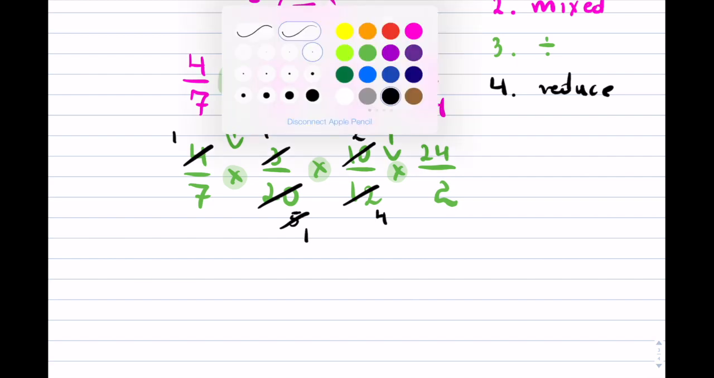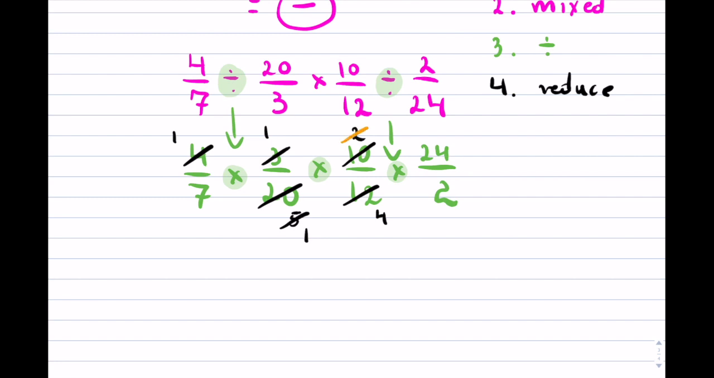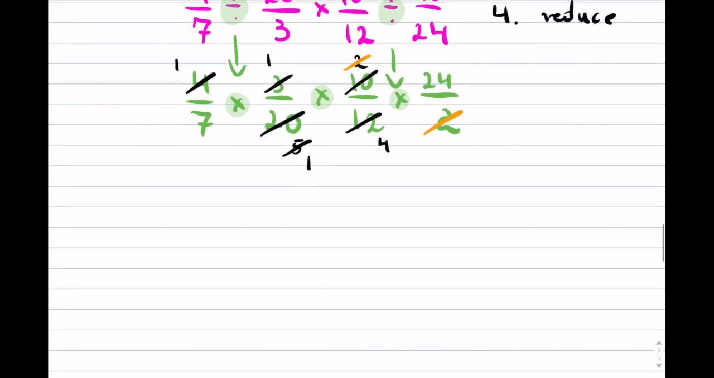And now I also see a 2 and a 2. So that cancels. Let me just clean this up so that we see what's left over. 1 over 7 times 1 over 1 times 1 over 4 times 24, and then there's nothing else. These 2 and 2 canceled. So that's what I have left over now. Well, that 4 that I see here goes into 24 6 times. And that is pretty much it.